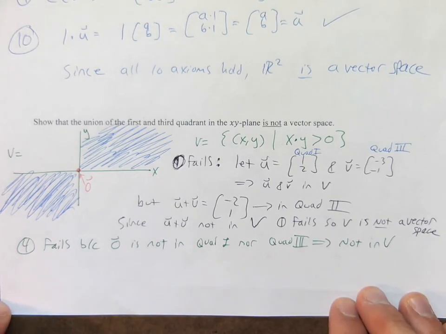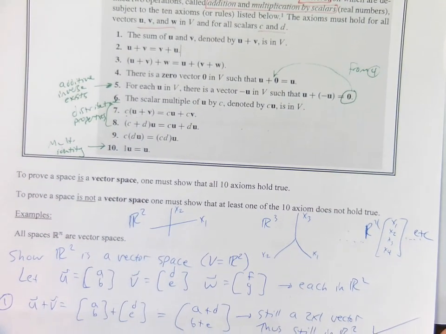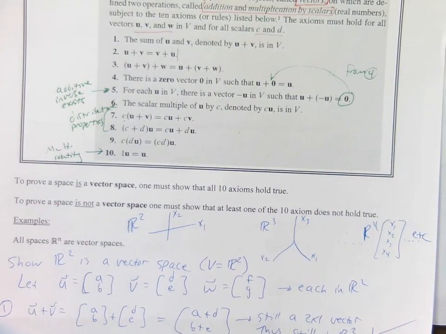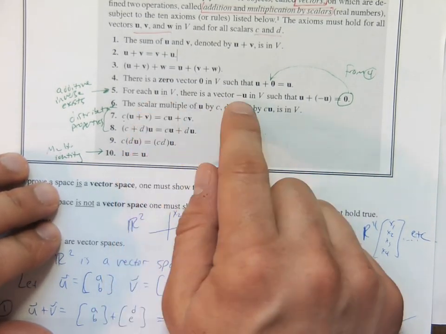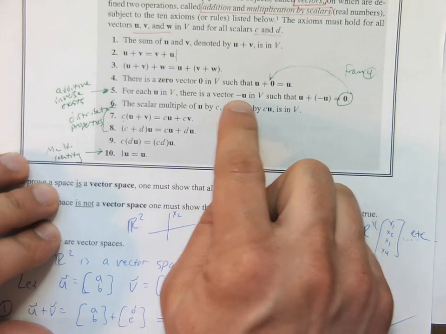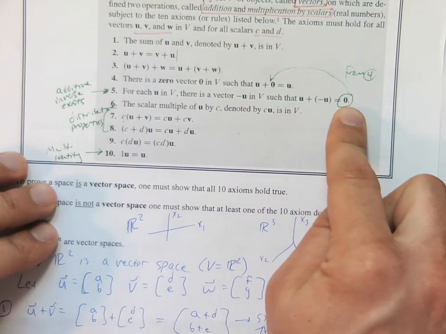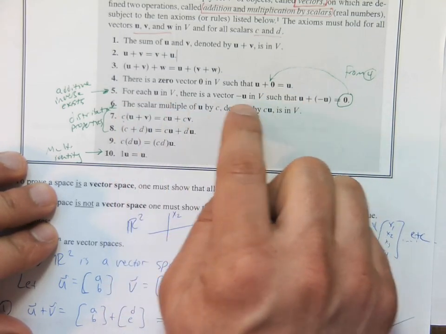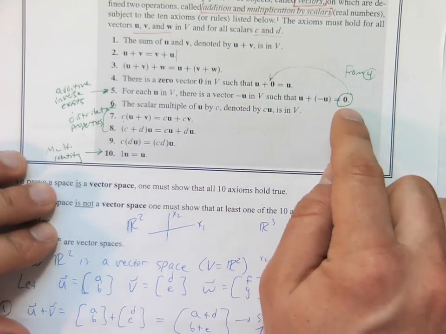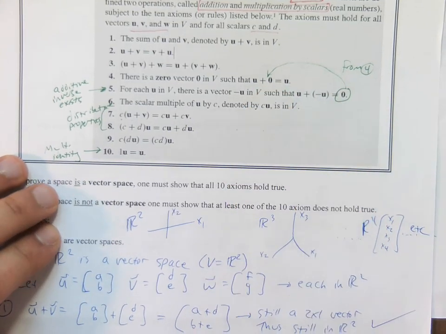And then I also said 5 fails. So 5 fails because it's kind of like a technicality here. The additive inverse does exist, but it needs to get us back to the 0 vector, and that 0 vector needs to be in the space. We have an additive inverse that sends us to a 0 vector, but it doesn't send us to a 0 vector from the space.